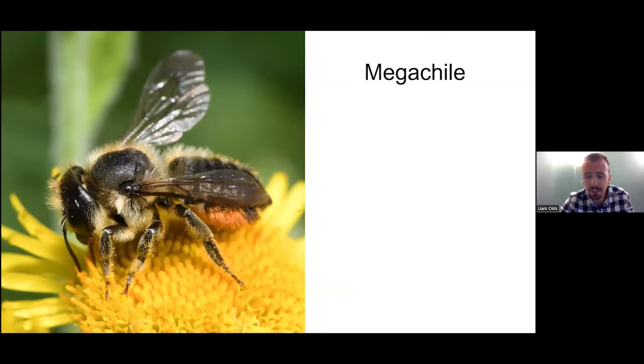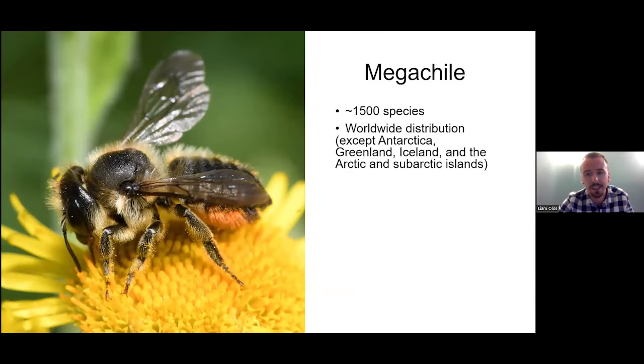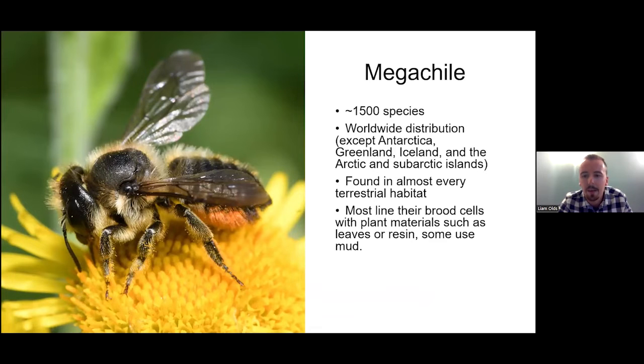And then looking at the Megachile, the leafcutter bees, in more detail, there are around 1,500 species worldwide, so they're a really diverse group. The diversity in leafcutter bees is greatest in the tropics, or certainly in the hotter climates. They have a worldwide distribution, apart from the obvious places like Antarctica and some of the very cold places like Greenland, Iceland and the Arctic. But they're generally found in almost every terrestrial or land-based habitat.